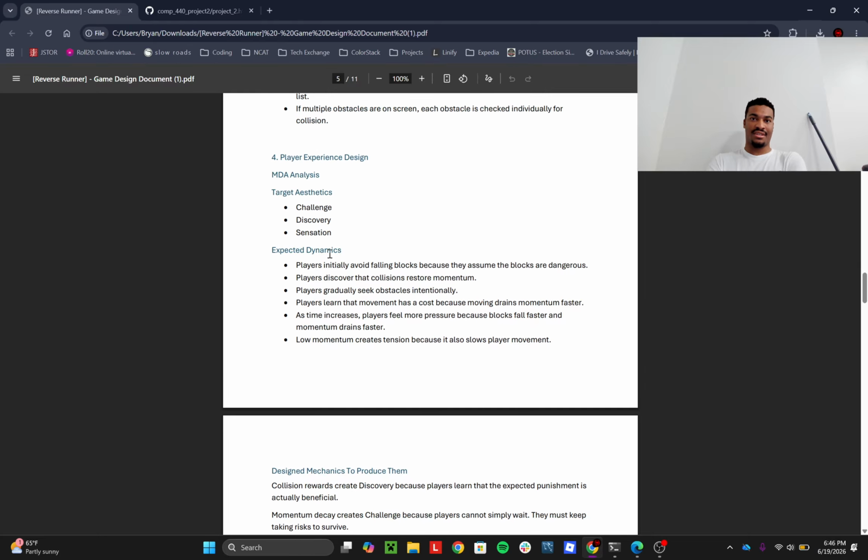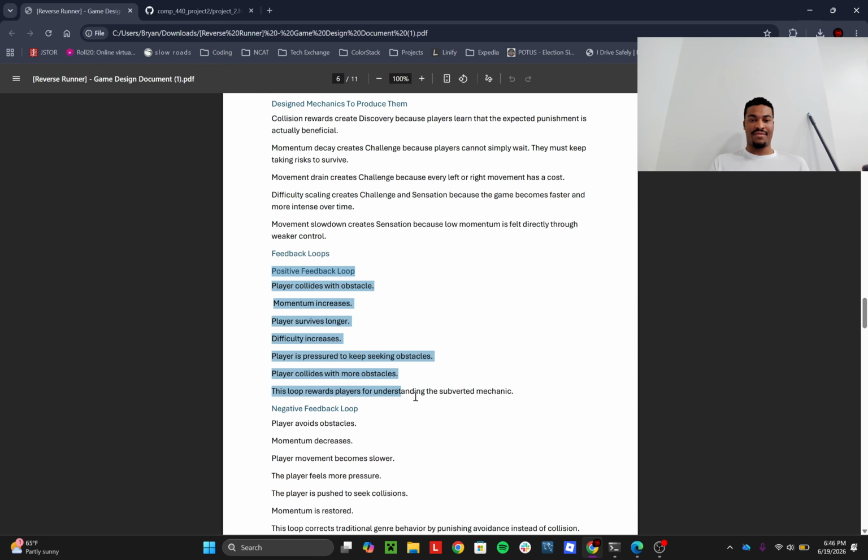Now, as far as target aesthetics, I chose challenge, discovery, and sensation. Challenge basically comes from balancing movement cost against the momentum gain. Discovery comes from learning that the obstacles are beneficial rather than dangerous. And sensation comes from increasing speed and movement slowdown when the momentum is low.